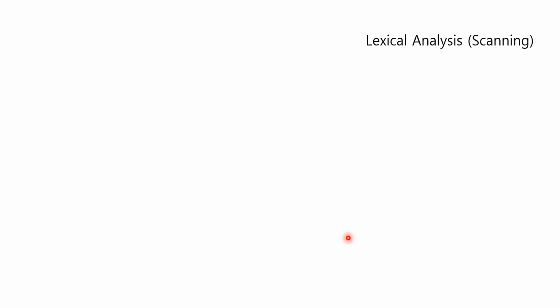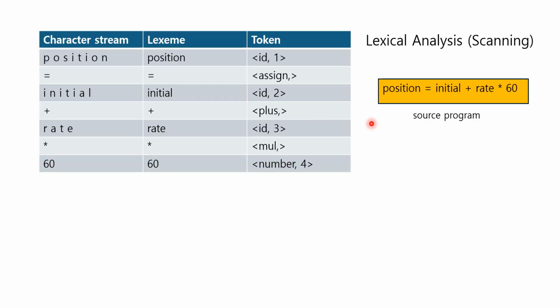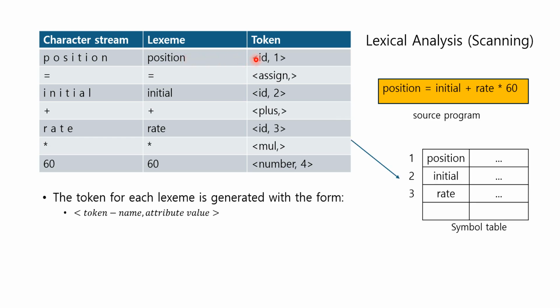The lexical analysis is also called scanning. It is done by the lexical analyzer. Suppose we have the source program as position equals initial plus rate times 60. The lexical analyzer breaks up the source program into a character stream, and the character stream is grouped into meaningful sequences called lexemes, and for each lexeme, the corresponding token is generated in the form of a token name and an attribute value.